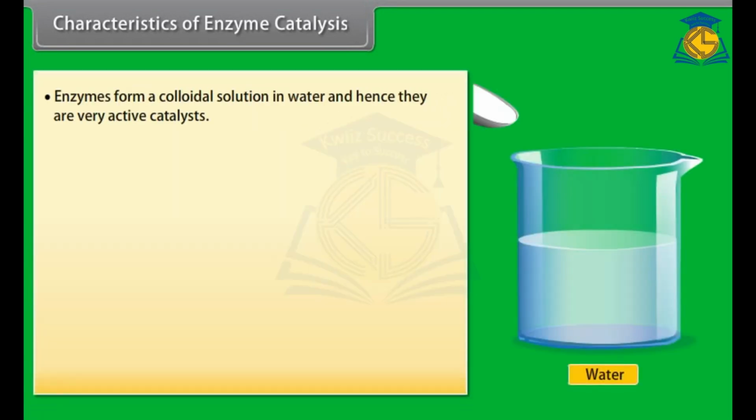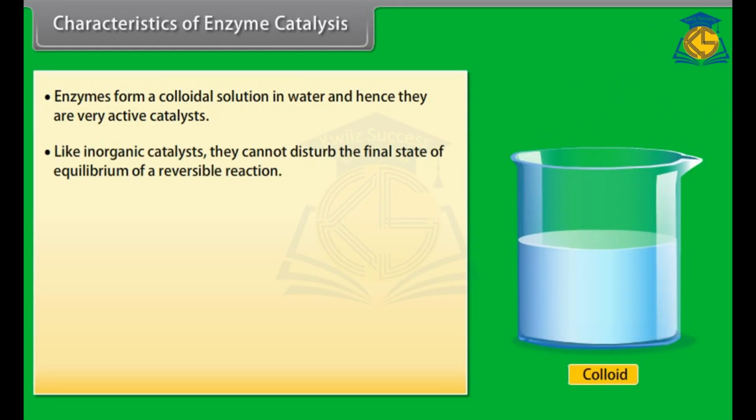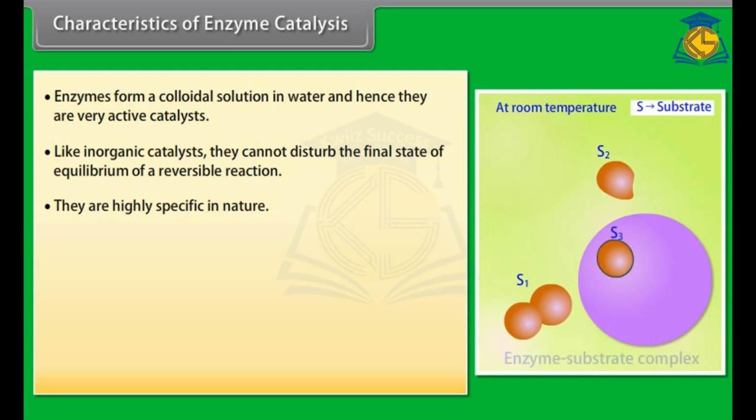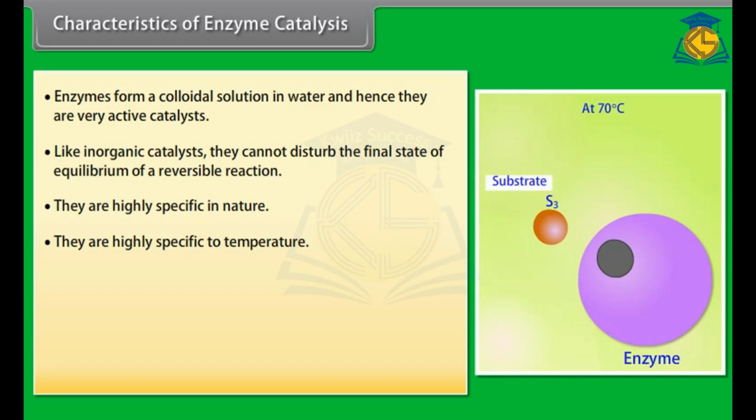Characteristics of enzyme catalysis. Enzymes form a colloidal solution in water, and hence they are very active catalysts. Like inorganic catalysts, they cannot disturb the final state of equilibrium of a reversible reaction. They are highly specific in nature. One enzyme cannot catalyze more than one reaction. They are highly specific to temperature. The optimum temperature of their activity is 35 degrees Celsius to 40 degrees Celsius. They are deactivated at 70 degrees Celsius.